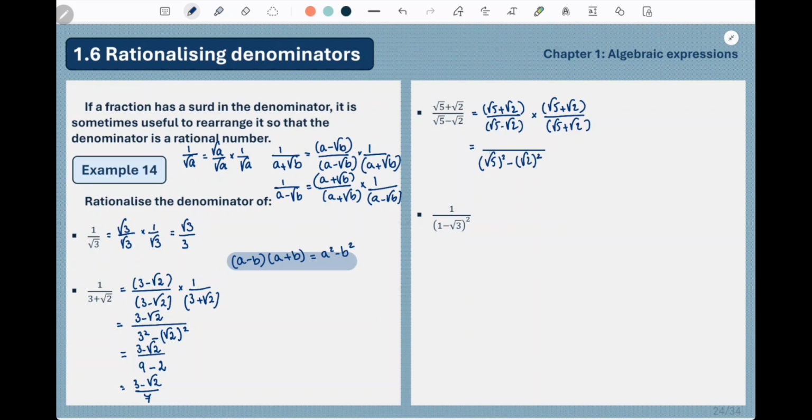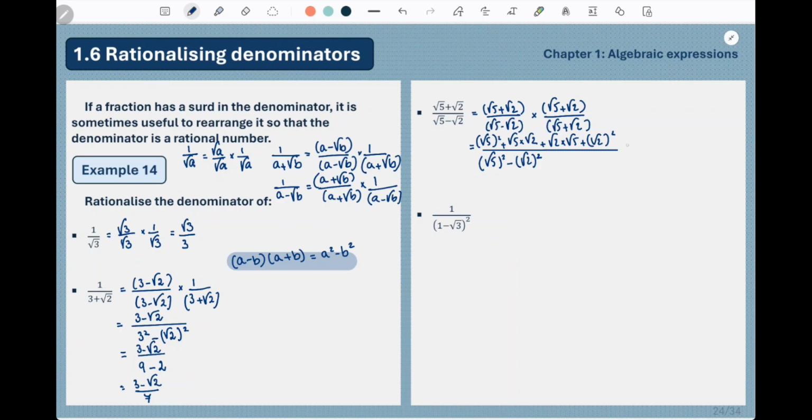And for the top part, you can expand it. Okay, so it's square root of 5 times square root of 5, so it's square root of 5 squared, plus square root of 5 times square root of 2, plus square root of 2 times square root of 5, plus square root of 2 squared. Okay, so the top part becomes 5 plus 2 square root of 10.